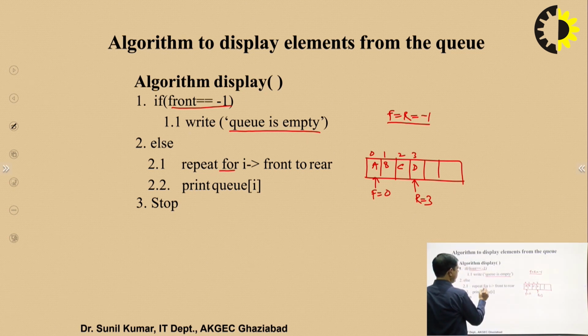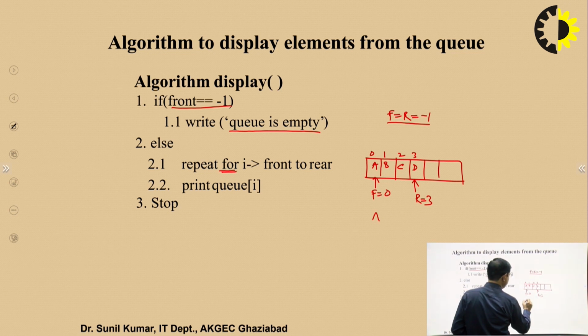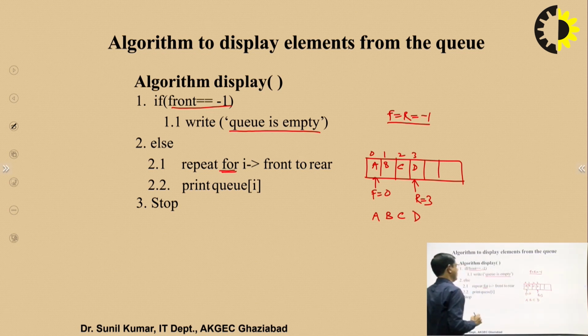So display is always done from front to rear. For that purpose we use a for loop, with an integer I taken from front to rear. That means the values of the queue will be printed. First A will be displayed, then B, then C, and then D. Whatever value I contains, it will print that value in that order.